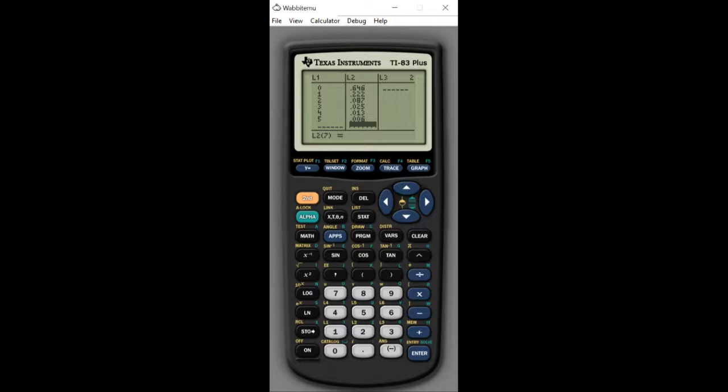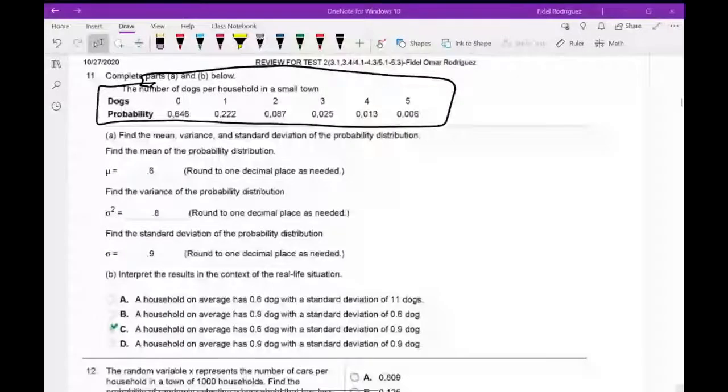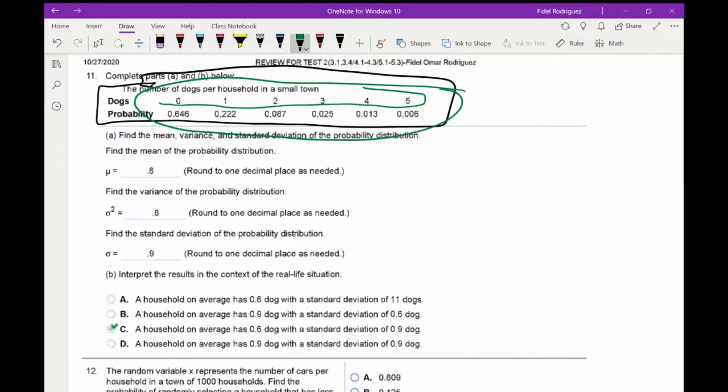So I'm going to show you one more thing just to make sure that we're all good. If I stop sharing this and come back to the problem, I think you guys can see the text again. All I did here, guys, is enter these numbers in my calculator. The top numbers here were for my list 1, and these numbers right here were for my list 2.